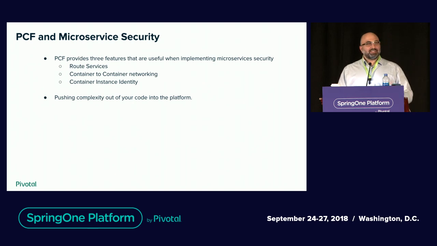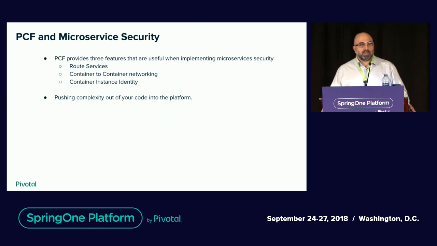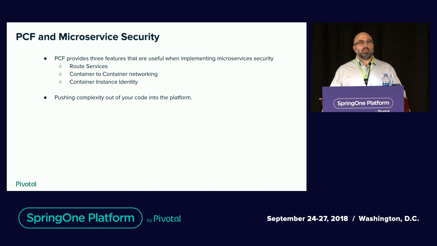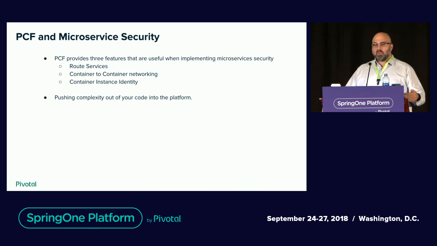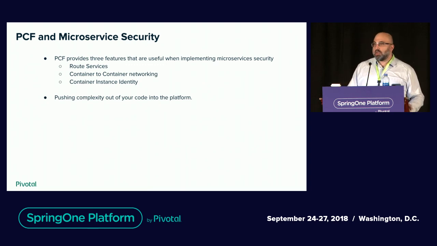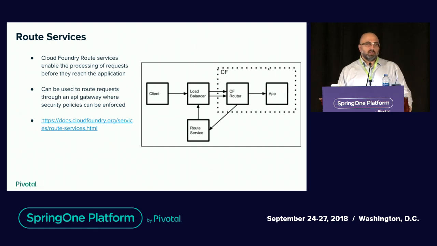All right, so the last bit is, I'm assuming you're going to be running your microservices on a platform. And being at SpringOne, I'm assuming that platform is PCF. There are 3 features in PCF that actually help you with securing microservices. So let's go through these: route services, container-to-container networking, and container instance identity. I just want to give you a high level of what you can expect from the platform. So route services effectively are kind of like servlet filters.